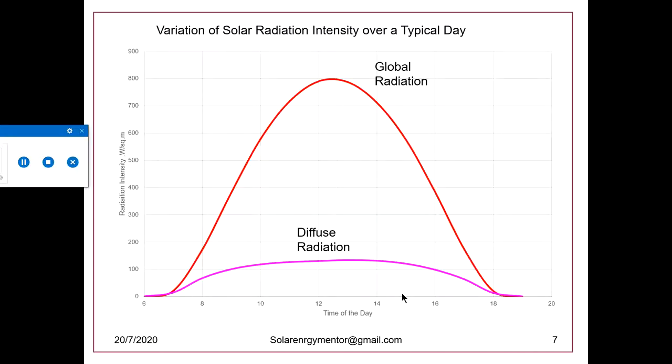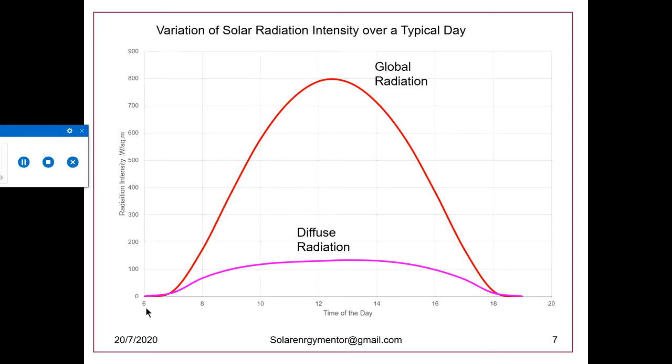The input of energy is variable. This is demonstrated here: the variation of solar radiation intensity over a typical day. This figure shows time of the day on the x-axis, and then on the y-axis radiation intensity in watt per meter square.